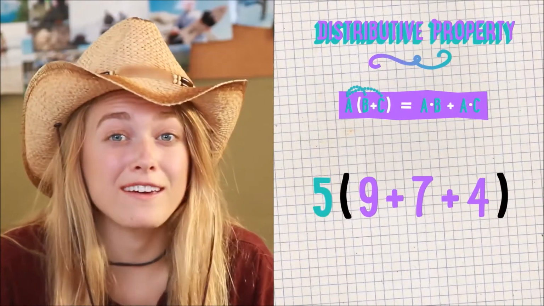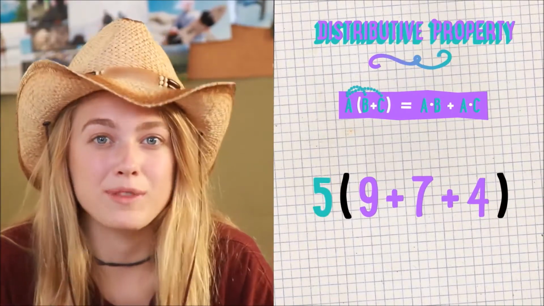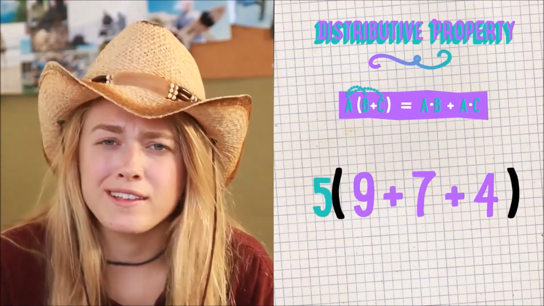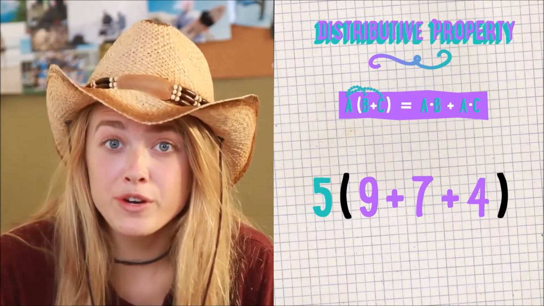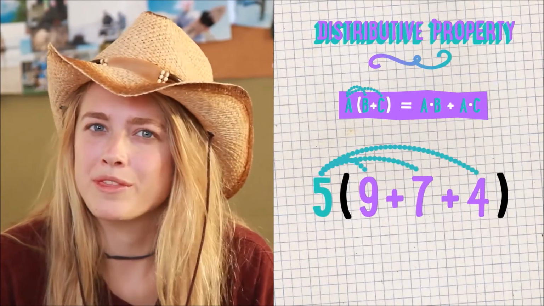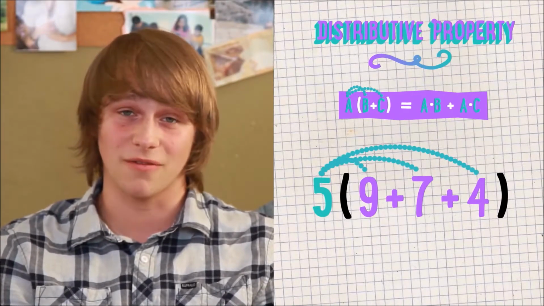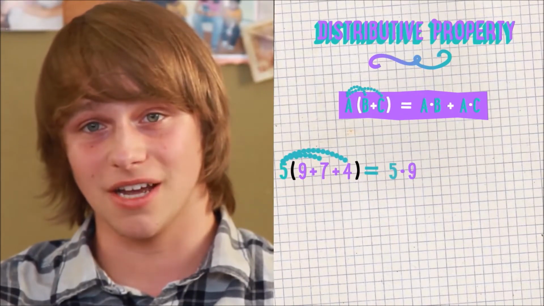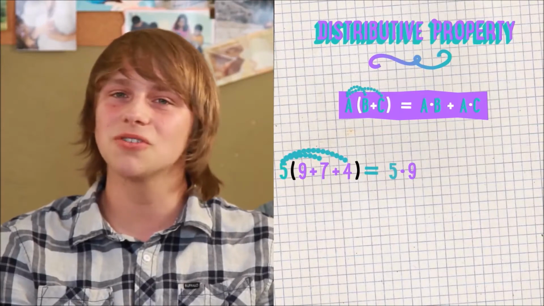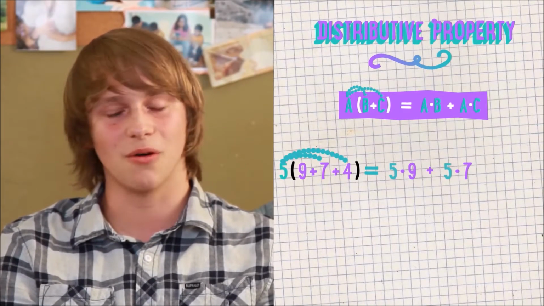Say we have the number 5 times the quantity 9 plus 7 plus 4. The numbers inside the parentheses are hanging out like buddies, and we're going to distribute the 5, sort of like we did with the bracelets. To do this, let's multiply each number inside the parentheses by 5. Let's start by multiplying the 5 and 9 together. Since we have to be fair, let's also multiply the 5 and 7 together, so no one feels left out.